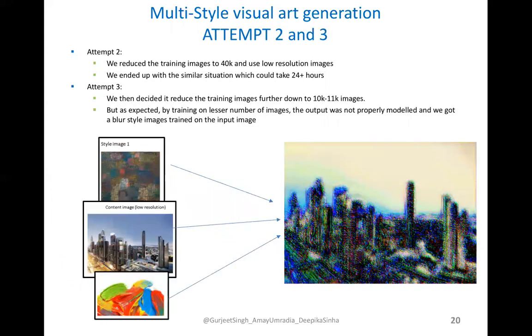In attempt 2, we reduced the training images to 40,000 and we also reduced the resolution of the image. But we still ended up with more than 24 hours for training. So we did attempt 3, reducing the images further to 10,000 to 11,000 images. But as expected, by training on a lesser number of images, the output was not properly modeled and we got a blurred style image trained on the input image.